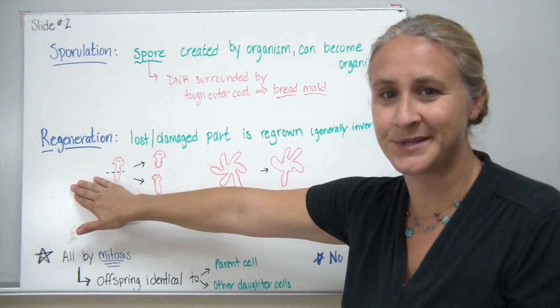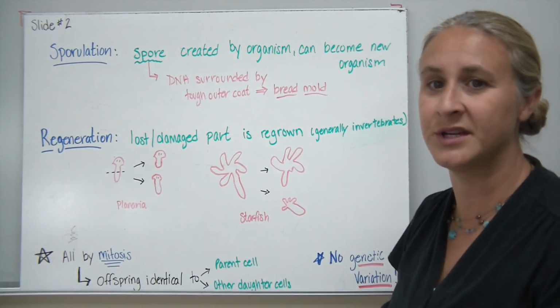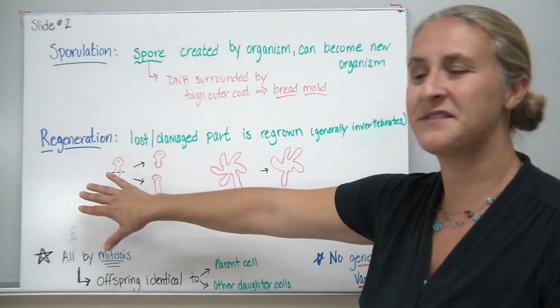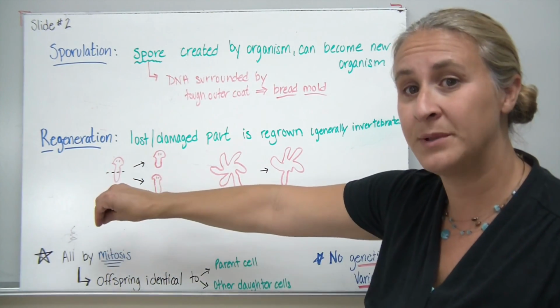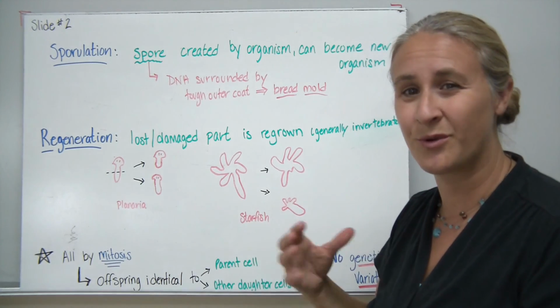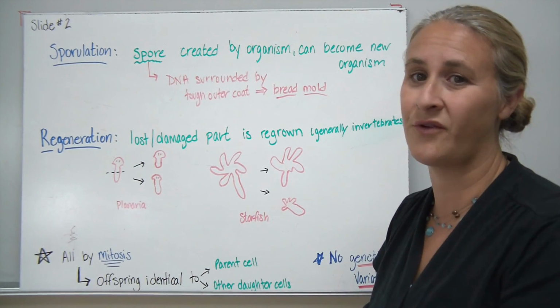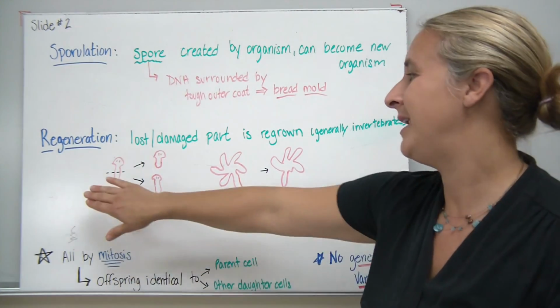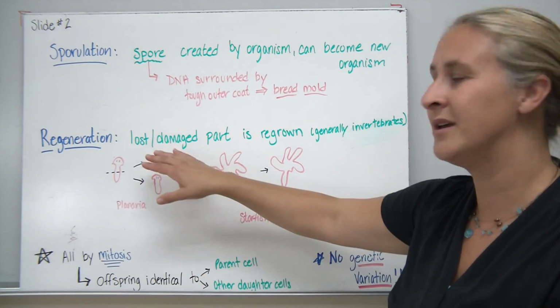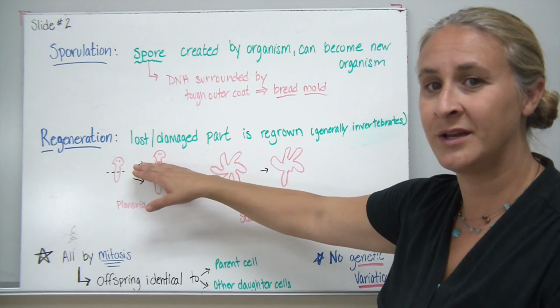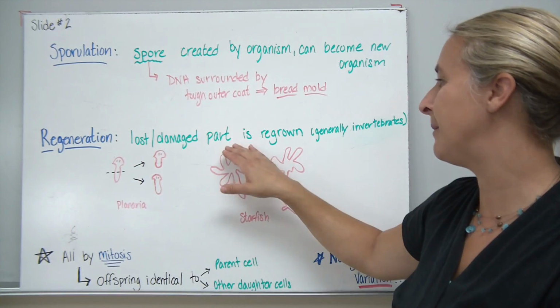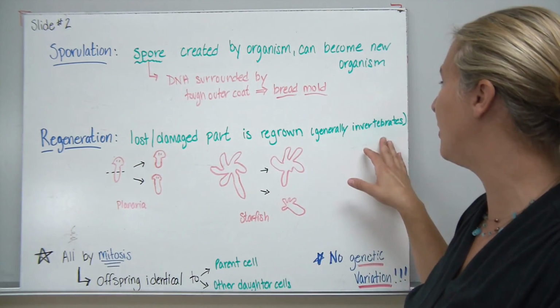Another process that uses mitosis for asexual reproduction is regeneration. This is finally getting to be a little bit more complex. Notice most of these things were relatively simplistic so far for asexual reproduction, and now we get into something like regeneration, where we are replacing a lost or damaged part, and it gets regrown.